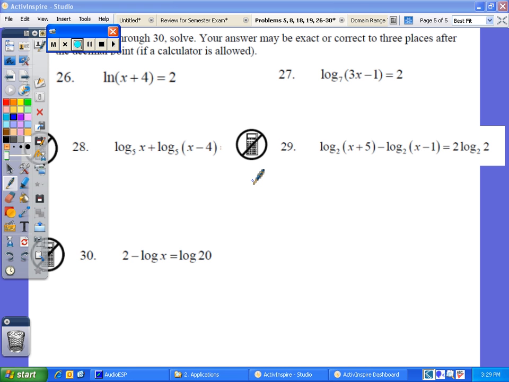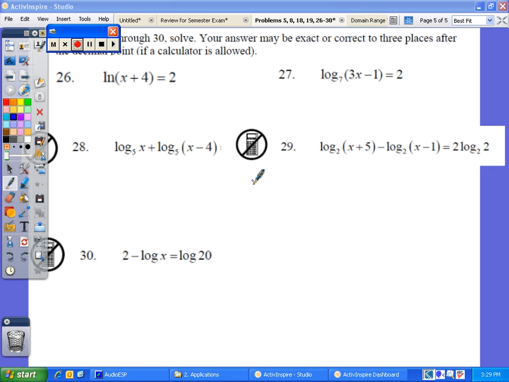So the basic thing here is that we have to apply the rules that we've learned for log properties. For example, the product property, the quotient property, and the power property. As I go through, I will encourage you to apply the properties that you've learned in order to simplify the problem. So in number 26, I have the natural log of this quantity.